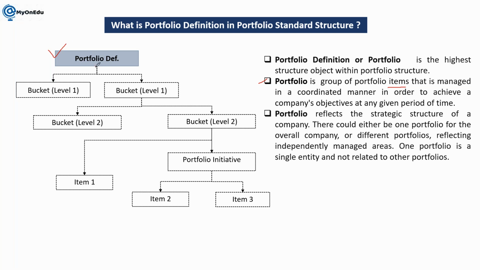And then we need to structure it in the form of buckets. Okay, bucket level 1, bucket level 2, bucket level 3. So a hierarchy we need to create. And this hierarchy can be created based on different parameters. For example, in some cases it is based on the legal company, in some cases it may be required based on the location, and in some cases it may be required based on the process.